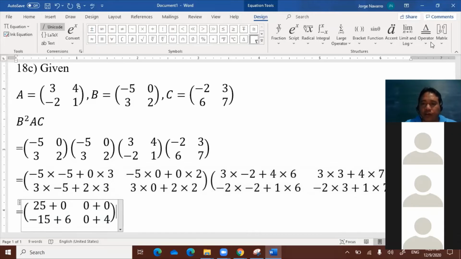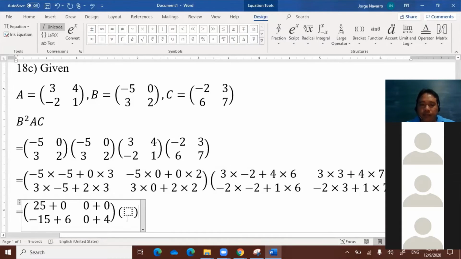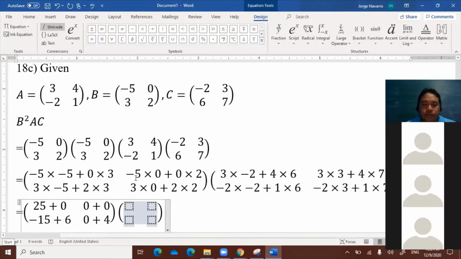So let's go for the C now. So now, bracket, and the last matrix. This is the last one for this row. So we start. Remember that 0, you cannot be negative. Oh yeah. Good.